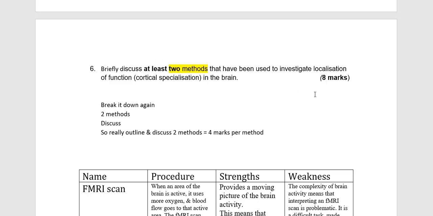Okay, so this particular question was just for 8 marks, and what you should always do is look at what we need: at least 2 methods, so that's quite nice because you can bring in more, and it's for 8 marks. So obviously always try and break it down, plan it in your mind even if you don't scribble it down on paper. So we've got 2 methods, 8 marks, and because we've got to discuss, we've basically been asked to briefly outline them and discuss the 2 methods. Okay, so 4 marks per method.